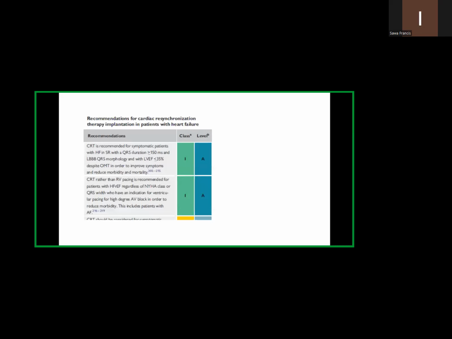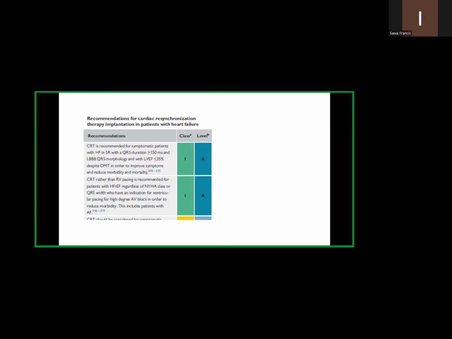So this is the ESC 2021 guidelines for use of CRT, where the class 1 recommendation is that CRT is recommended for symptomatic patients with heart failure in sinus rhythm with a QRS duration of more than or equal to 150 milliseconds. Please, let's note the following. Number one, patients are symptomatic. Heart failure patients who are symptomatic. Number two, the patients are in sinus rhythm.